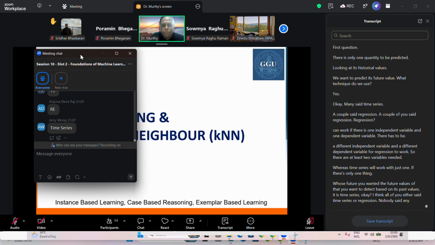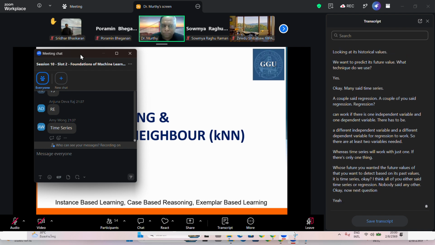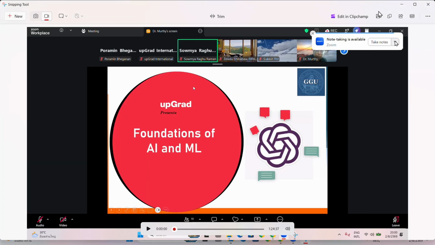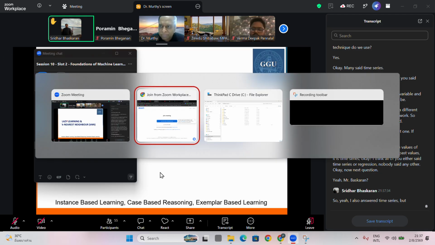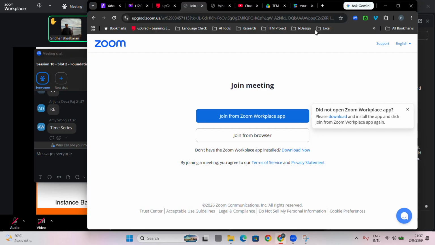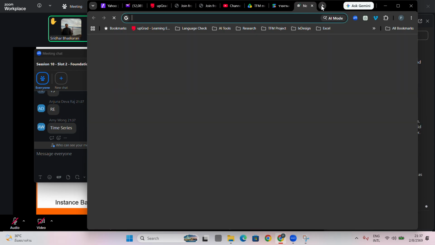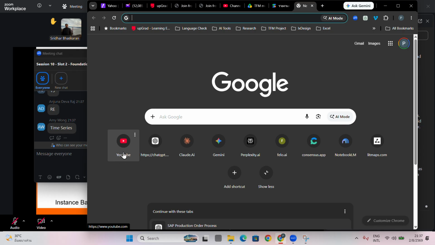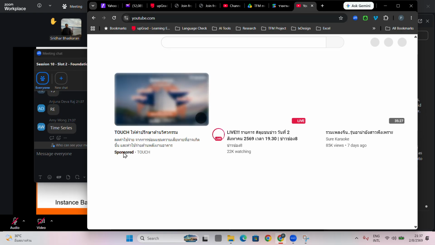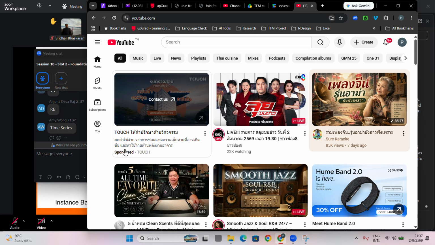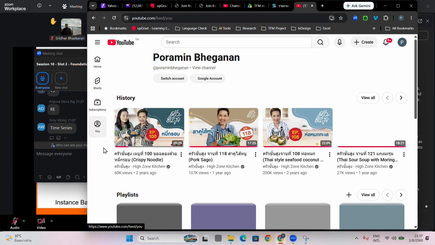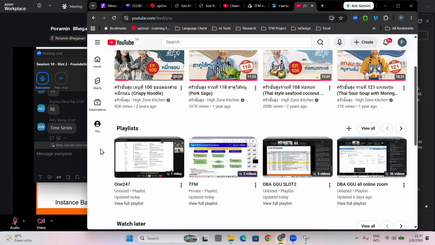Now, next question. Yeah, Mr. Bhaskaran. So, I also answered time series, but interesting question. If we model the time itself as the x-axis, can't we convert the time series into a regression model? If the quantity that you're predicting can be expressed in a simple mathematical equation, you can plug in time and compute it. Yes, you can.